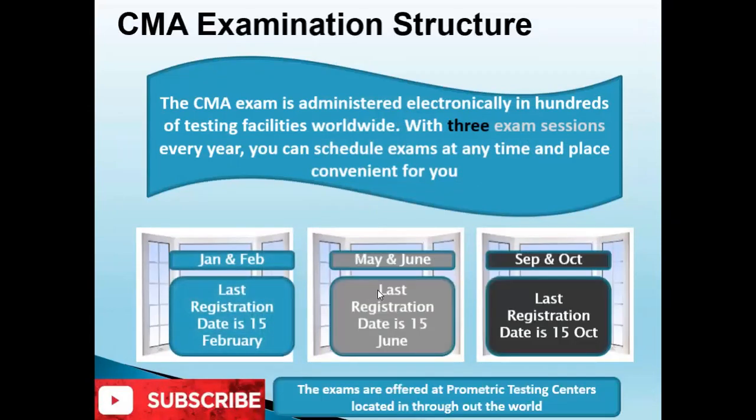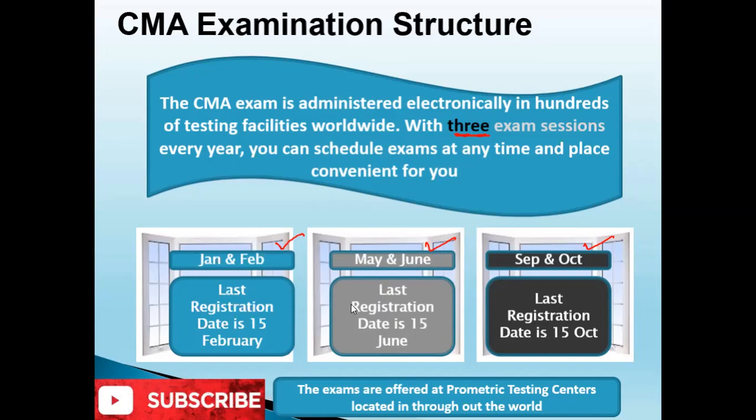When are CMA exams held? There are three exam windows during a year: January and February, May and June, September and October. Okay. The current window is under process in May and June, and the next upcoming window is September and October. But due to the global pandemic, COVID-19, IMA has extended the time for the May and June exam window. It's now up till 31st of July.